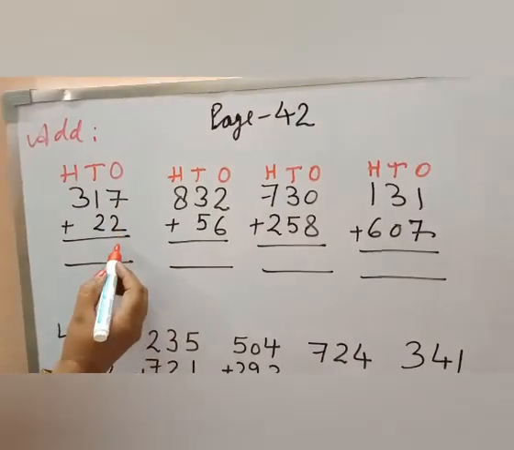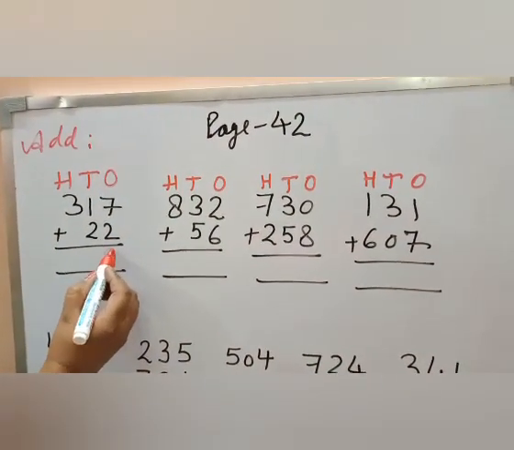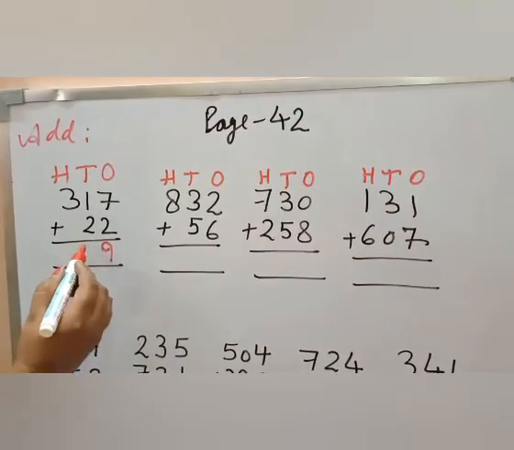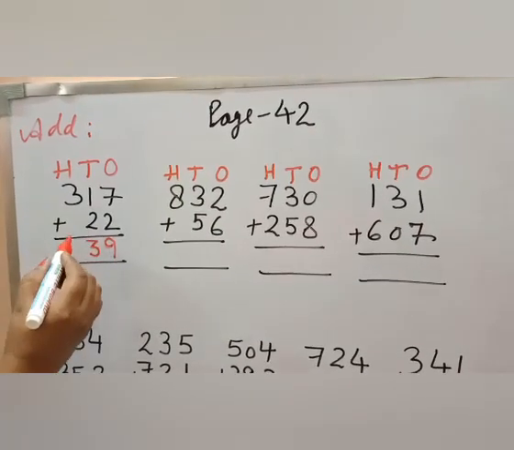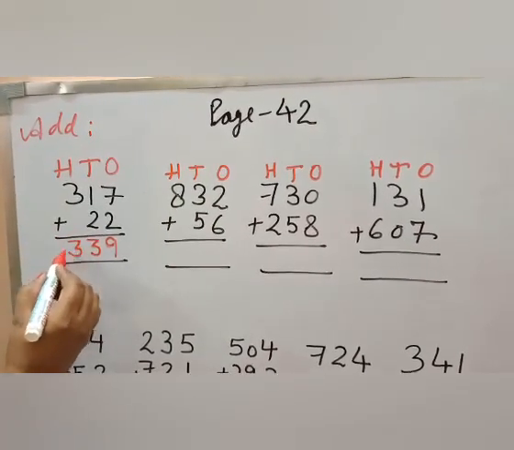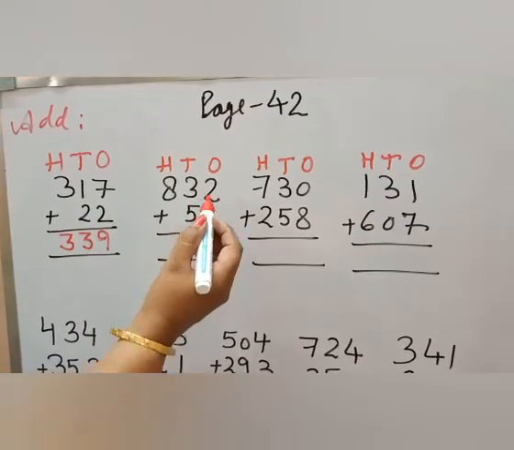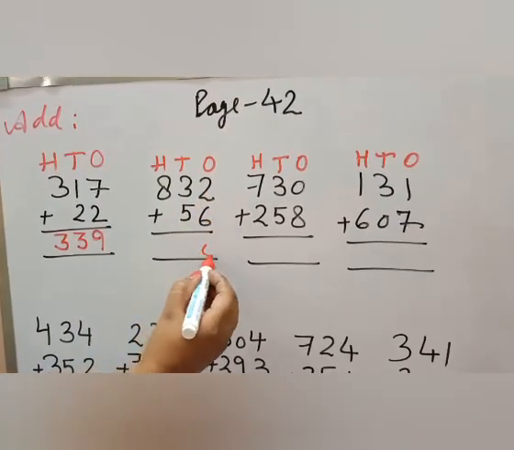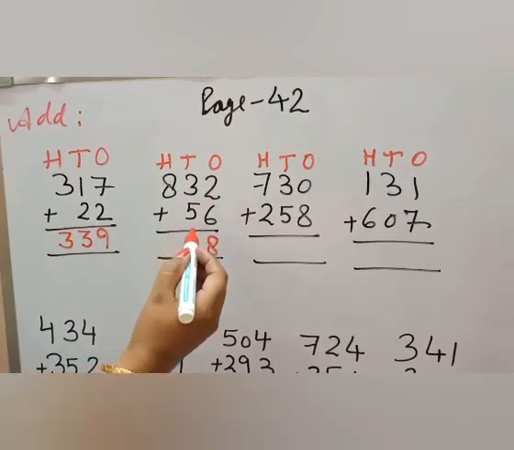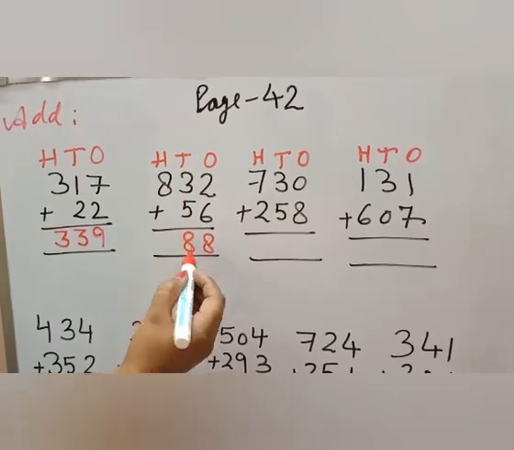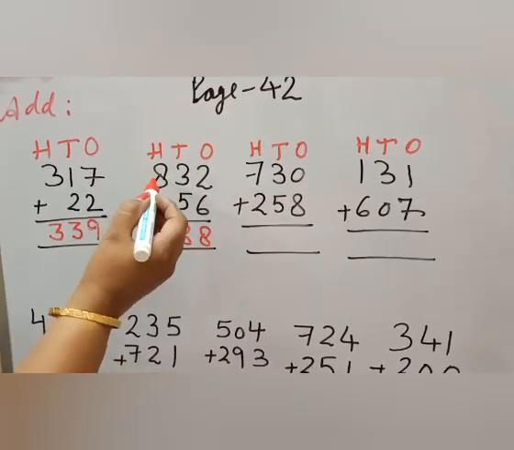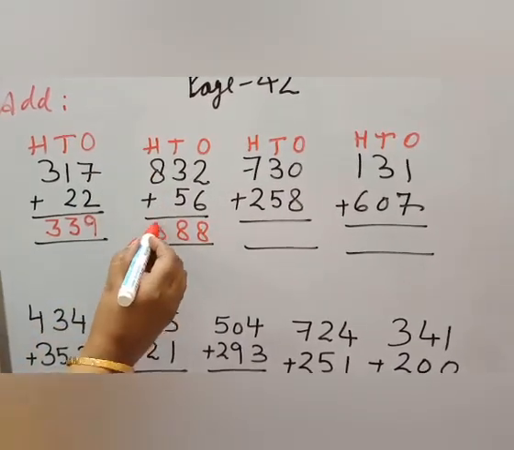7 plus 2 is 9. 1 plus 2 is 3. Here only 3. Now add 2 with 6. The answer is 8. Add 3 plus 5. The answer is 8. On the hundreds place only 8 is given. So answer is 8.